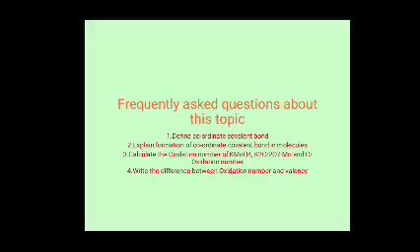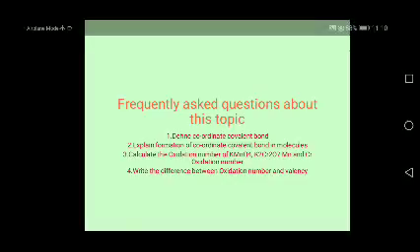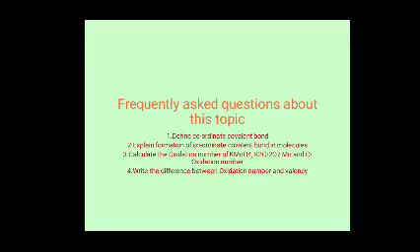Frequently asked questions about these topics. First one is define coordinate covalent bond. Second one is explain formation of coordinate covalent bond in molecules. Third, calculate the oxidation number of manganese and chromium in KMnO4 and K2Cr2O7. Fourth, write the difference between oxidation number and valency.